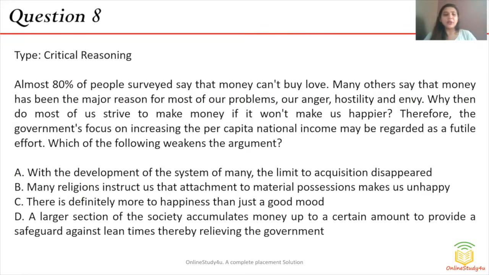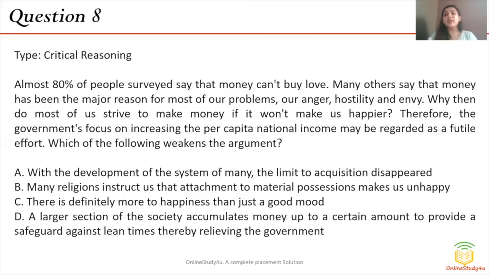Another critical reasoning question. Almost 80% of the people surveyed say that money can't buy love. Very interesting for all of us. It talks about two of the most important things, money and love, right? So almost 80% of the people surveyed say that money can't buy love. Many others say that money has been the major reason for most of our problems. So 80% of the category is saying money cannot buy love, and a lot of other people are saying that money is the reason why problems actually happen.